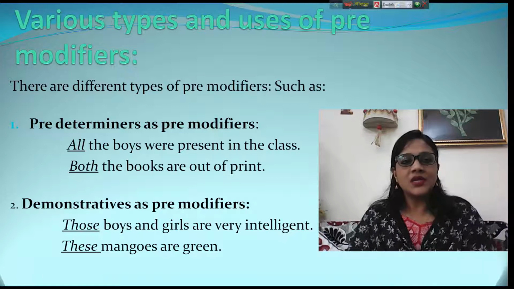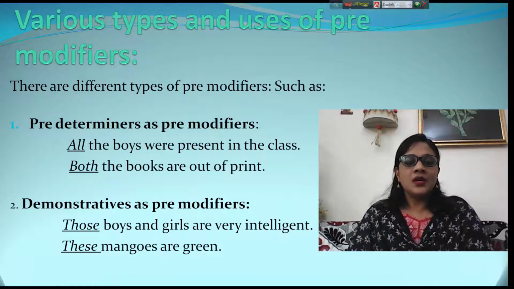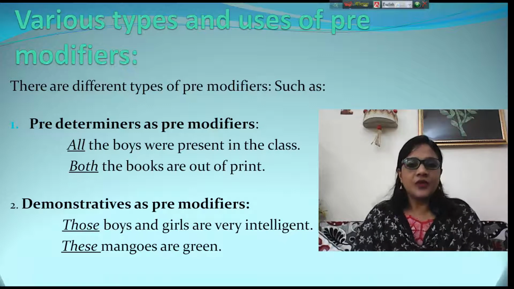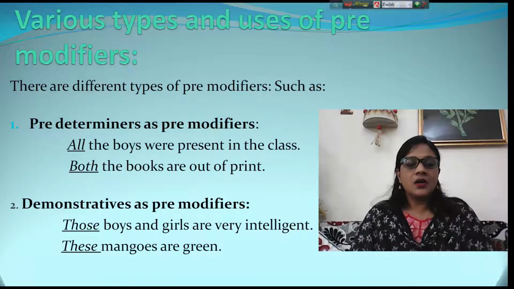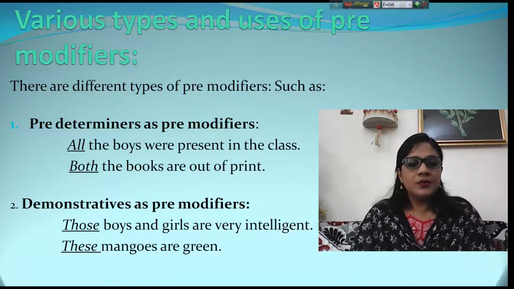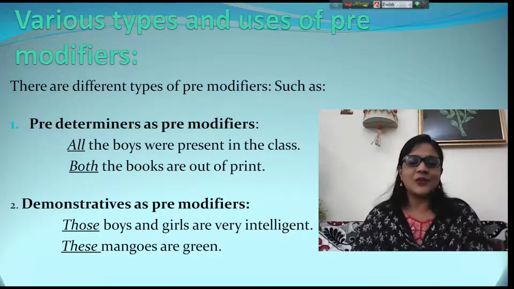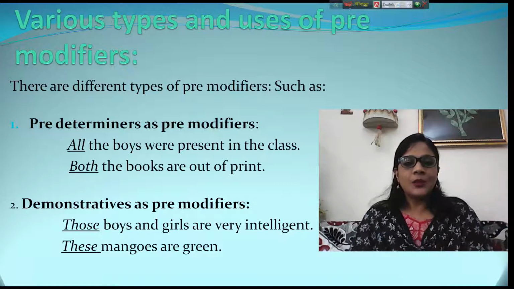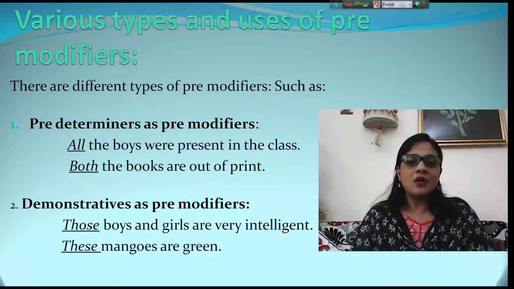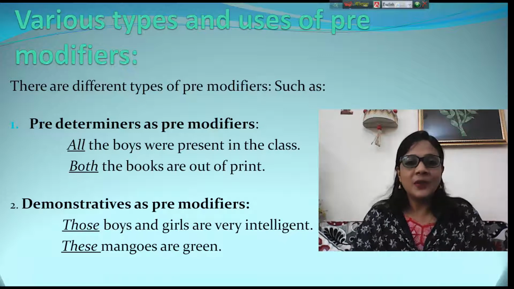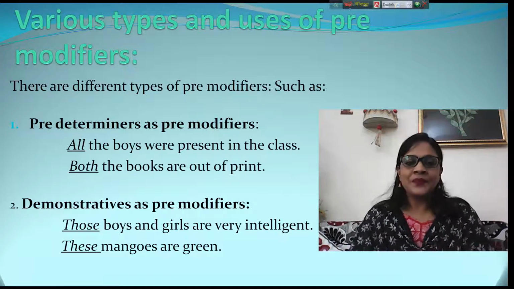Now here you see various types and uses of pre-modifiers. There are different types of pre-modifiers such as, in number 1 we see predeterminers as pre-modifiers. অর্থাৎ predeterminer কখনো কখনো pre-modifier হিসেবে ব্যবহৃত হতে পারে.